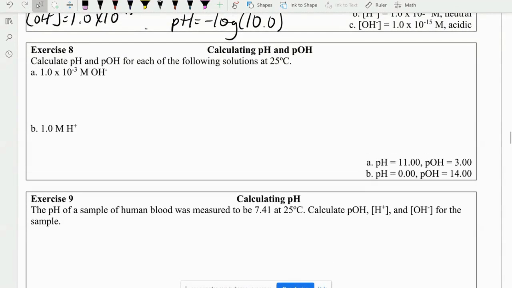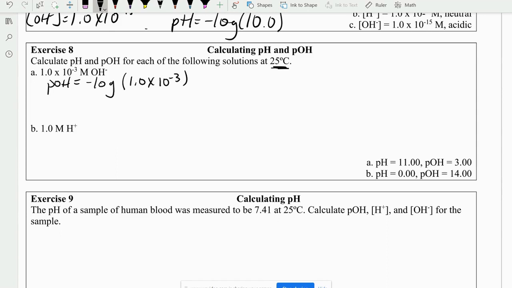Exercise 8. We are here tasked to calculate pH or pOH. Look at this first one. Again, standard temperature, 25 degrees Celsius. It's telling us that we've got a hydroxide ion concentration. And you guys already know that we can actually find the pOH. Again, these equations are on your reference sheet. If you take the negative log of the hydroxide ion concentration, that will give you your pOH.